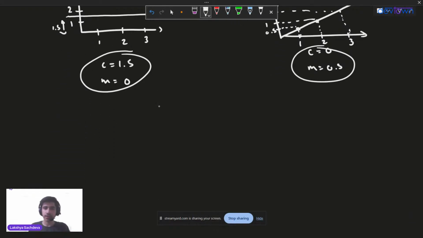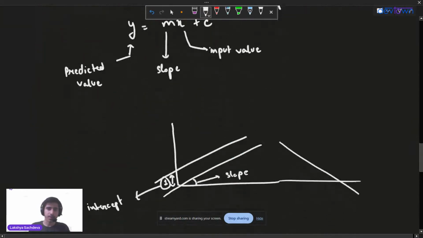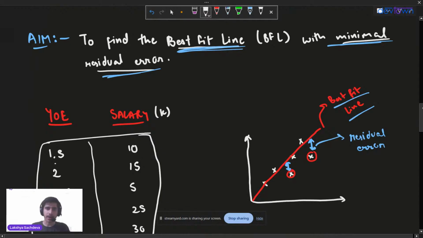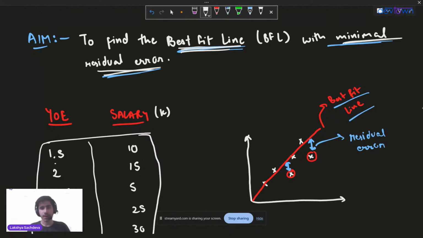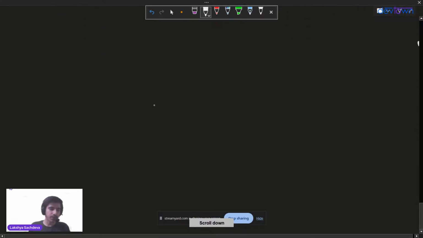Now, sir, you told us the aim is that we have to find a best fit line with minimal residual error. Okay, sir. But how do we find the best fit line? To get the best fit line, we will be defining a cost function.